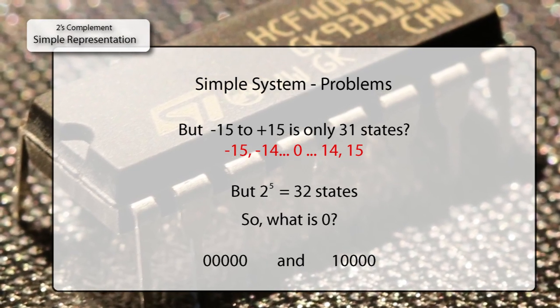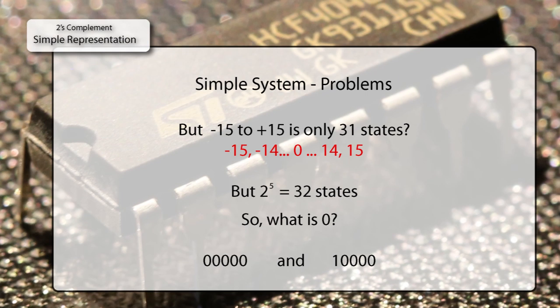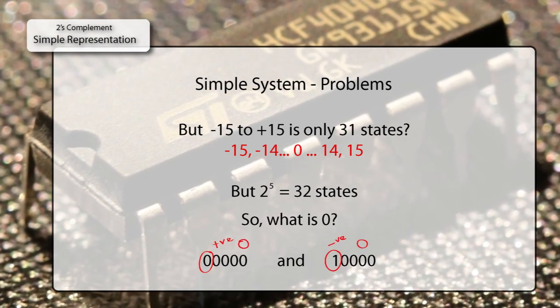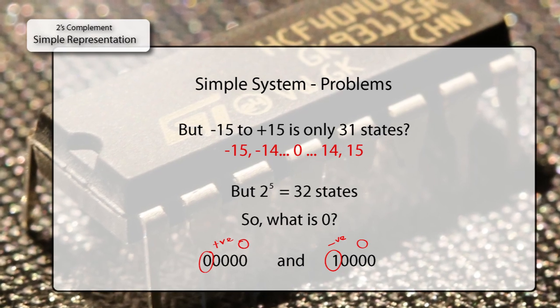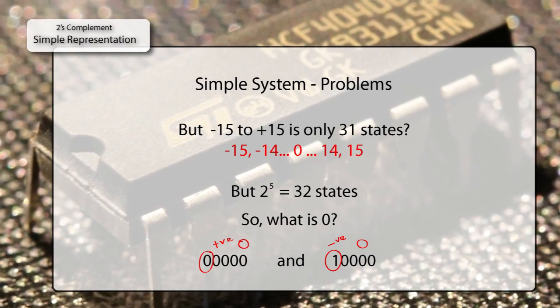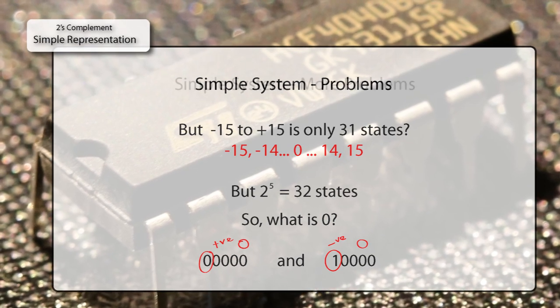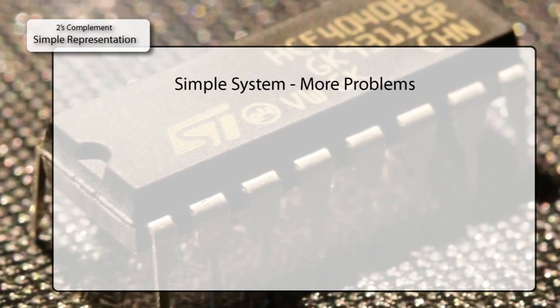00000 represents decimal 0, but so does 1 with 4 zeros. So that's a positive 0 and a negative 0. This will lead to confusion, and it's going to reduce our total number of states from 32 down to 31, so it's wasteful. There's a second problem, and this is probably even more serious.